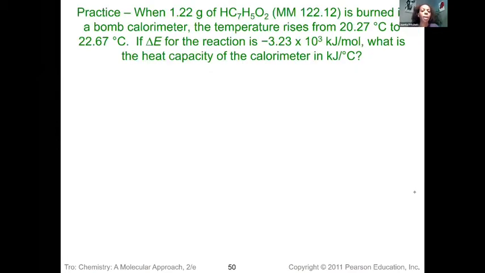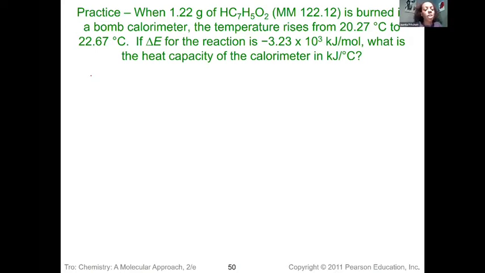All right. So this one says when 1.22 grams of a sample is burned in a bomb calorimeter, the temperature rises from 20.27 degrees Celsius to 22.67 degrees Celsius. If the change in energy for the reaction is negative 3.23 times 10 to the third kilojoules per mole, what is the heat capacity of the calorimeter? So in this case here, we're starting with information about the reaction, and we want to figure out what's happening in the surroundings, the calorimeter itself.